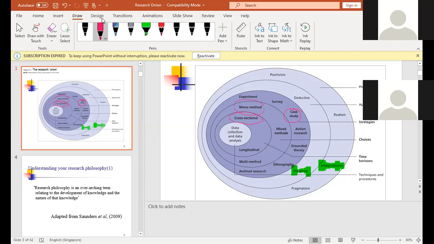Right? So this is the view of Saunders, and I'm going to discuss the viewpoint of Umasekaran.